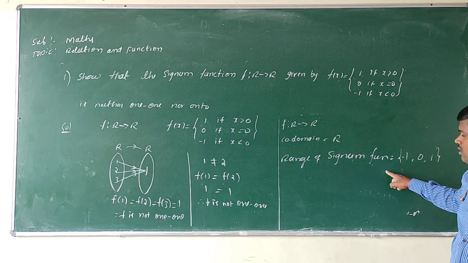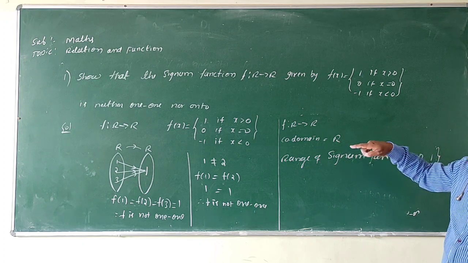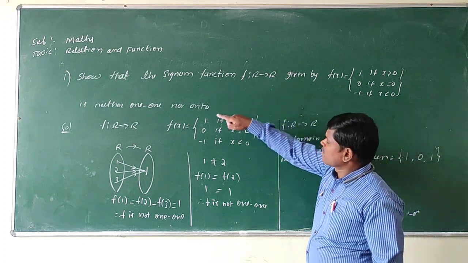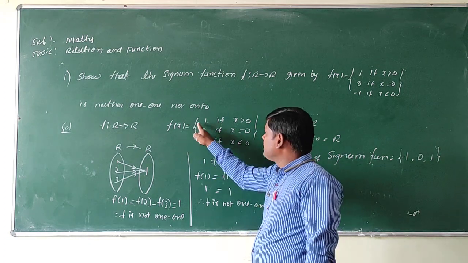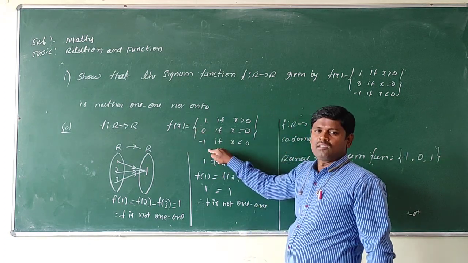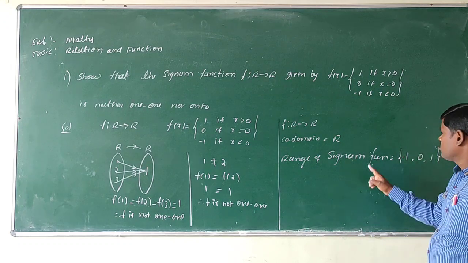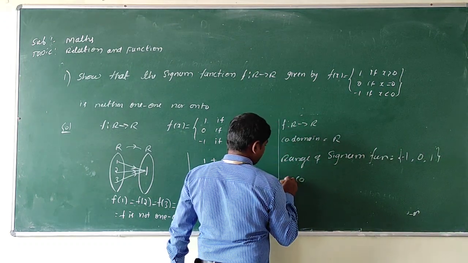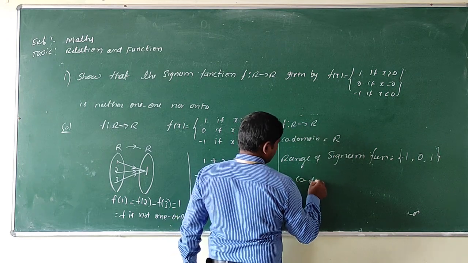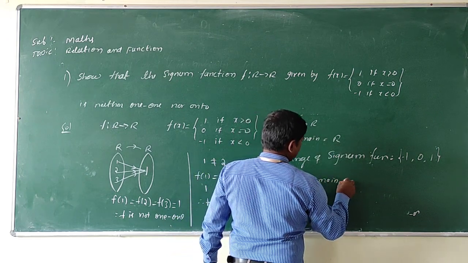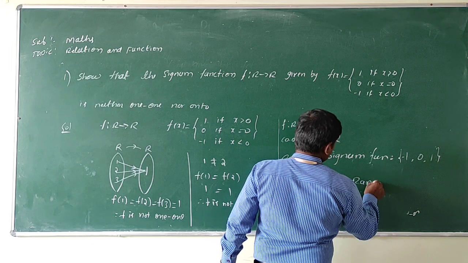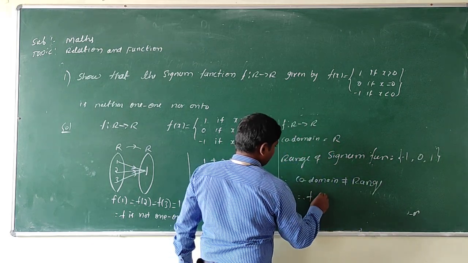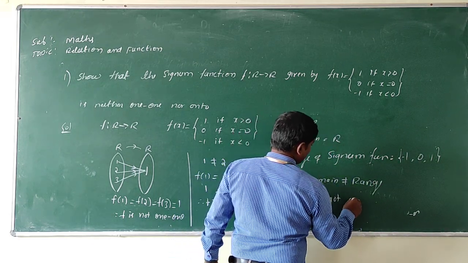Clear? Whatever value is given to this function f of x, we only get 1, 0, minus 1. That is the range. So observe it: codomain is not equal to range. Therefore f is not onto.